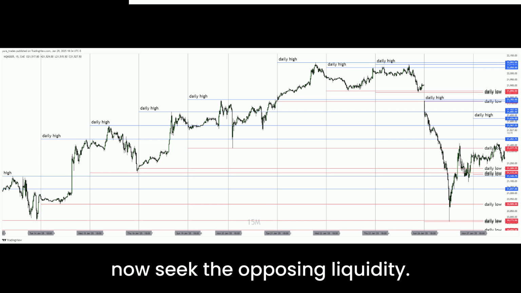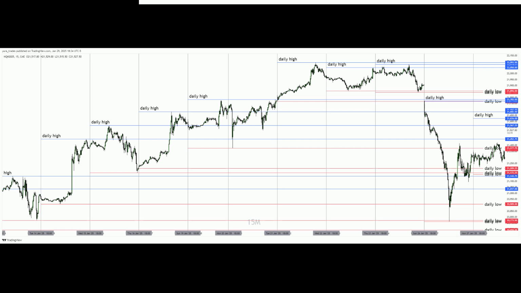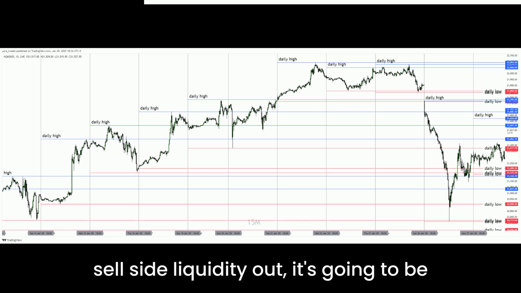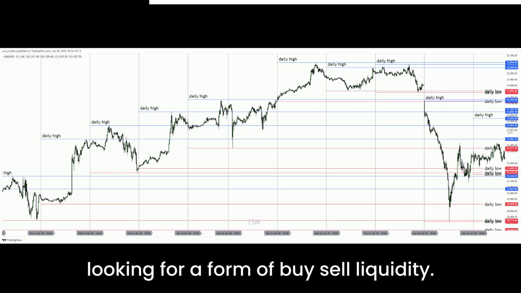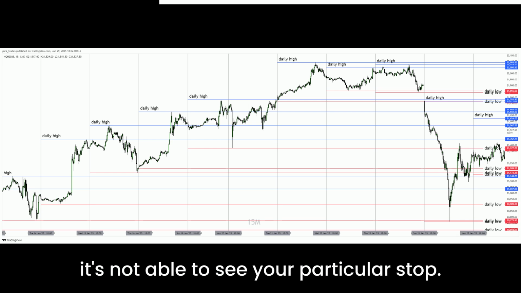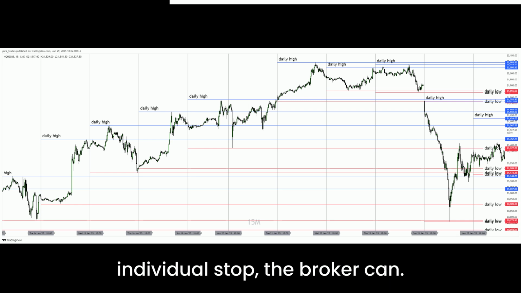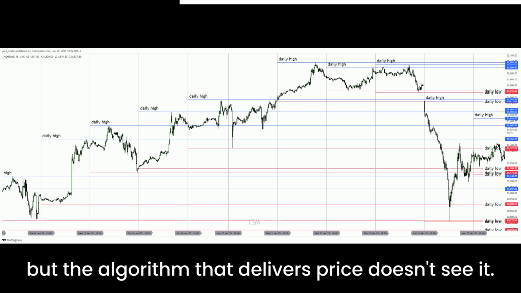Once that happens, the algorithm will change its delivery state, and then it will now seek the opposing liquidity. In other words, if it's just recently taken sell side liquidity out, it's going to be looking for a form of buy side liquidity, because that's what the algorithm's doing. It's not able to see your particular stop. The market cannot see your individual stop. The broker can, but the algorithm that delivers price doesn't see it.